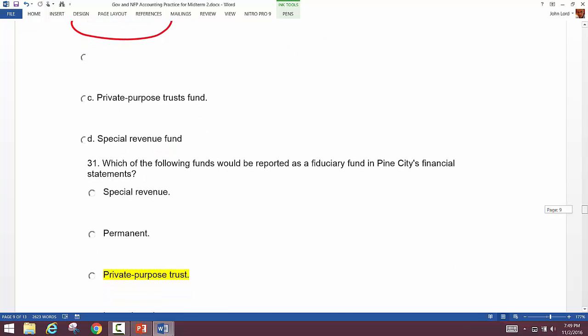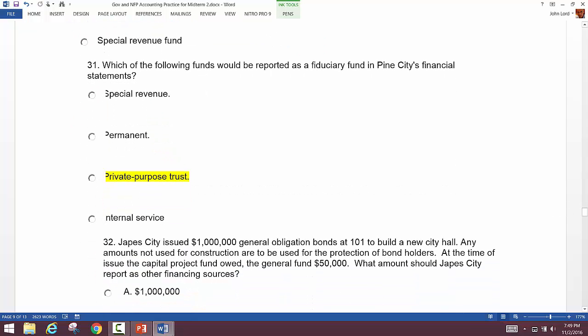Come over. Stop me when you have a question. Which of the following funds would be reported as a fiduciary fund? I shouldn't even ask you that question. Note to self, too easy.